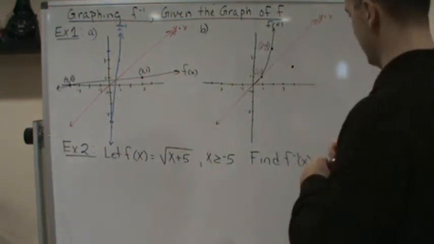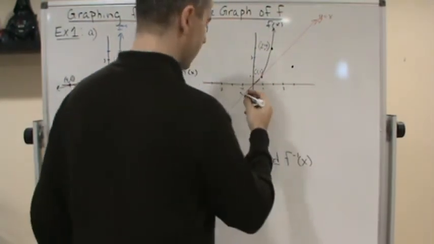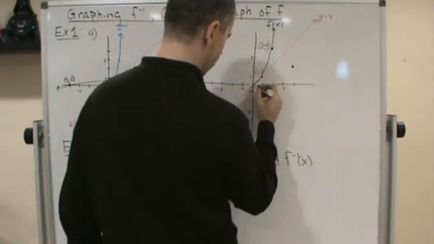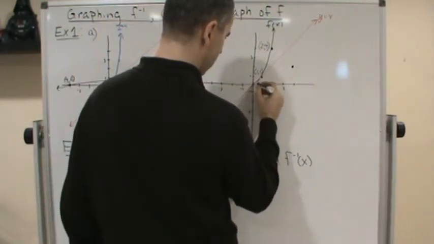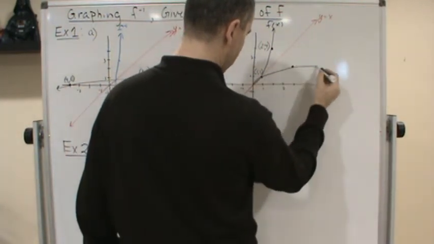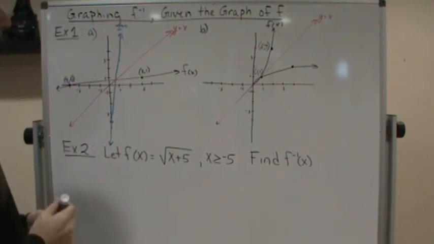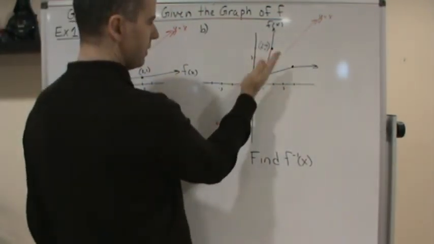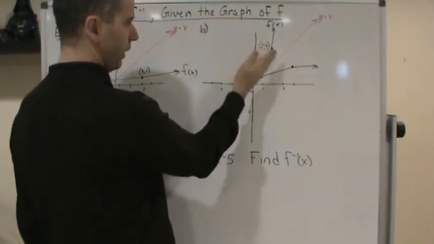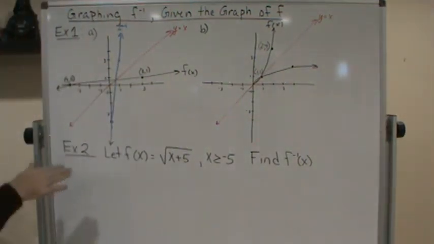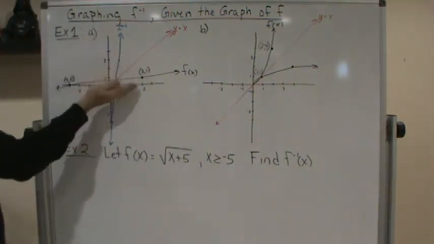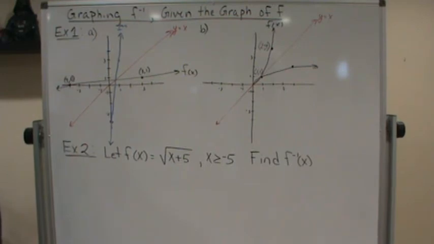Okay? And so if we use this to plot, we get something that looks like that. And notice how this is a mirror image across y equals x. And again, this is a mirror image across y equals x. Okay? So that's example 1, using a graph to find the inverse graph.